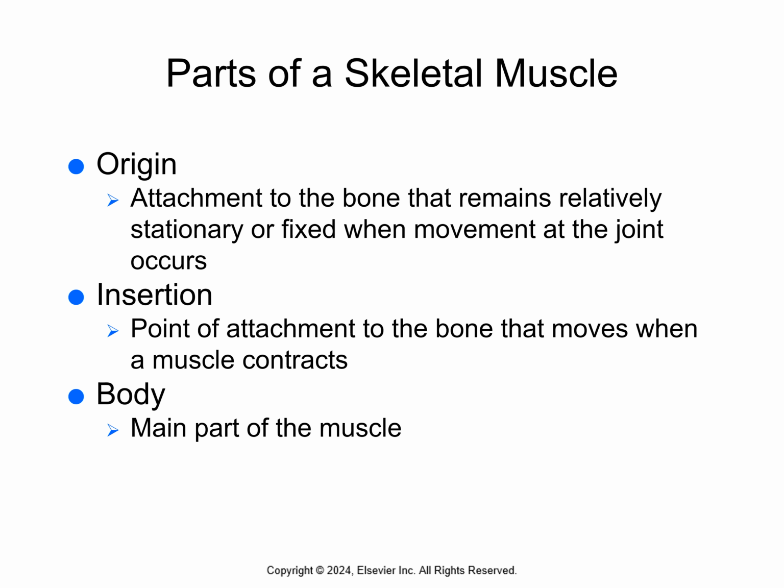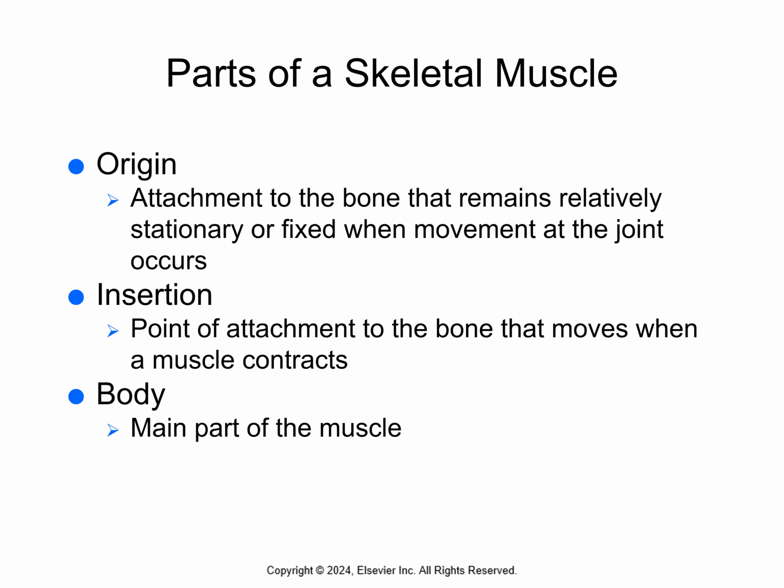So let's look at parts of the muscle. We're going to start with its origin, where it attaches to the bone that remains relatively stationary. Your bone is stationary, but where it attaches is called the origin. You'll have your bone, and where it starts, that's the origin, which is fixed during the movement of the joint.